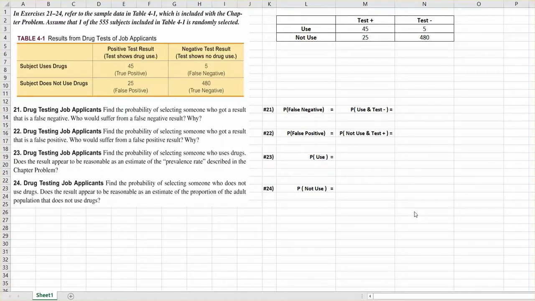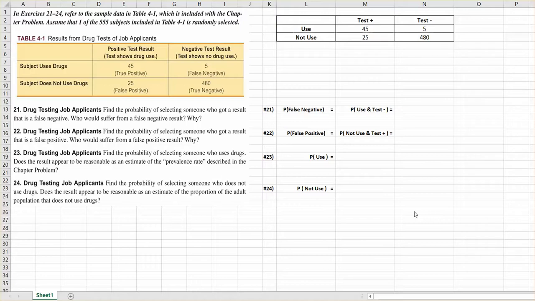This video focuses on Chapter 4, Section 1, computing probabilities off of a contingency table, also known as a joint frequency table. So I'm looking at questions 21 through 24. And one of the key things in the questions they're going to ask is that it's about randomly selecting a single person out of this group.